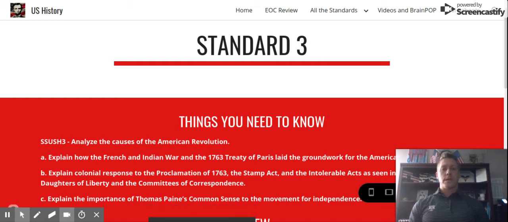So Standard 3, this is the first standard of Unit 2. We said Unit 1 was Standard 1 and 2 with the foundations of the colonies breaking up into 3 regions, the transatlantic trade, all that information. And now we connect Standard 2 by leaving off Standard 2 with the Great Awakening.